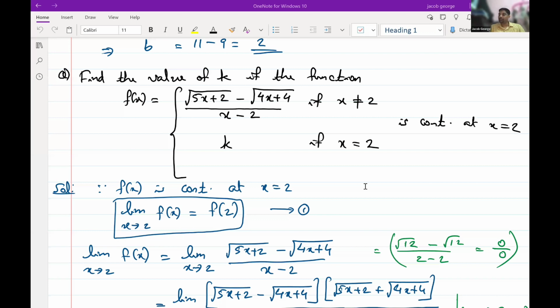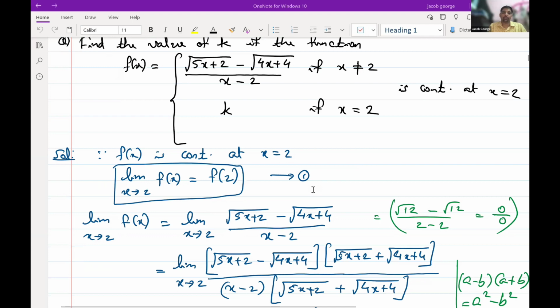And here we start the questions with different forms. Direct application doesn't work in this type of question. So please read this. Root of 5x plus 2 minus root of 4x plus 4, by x minus 2. X not equal to 2 means on the left and right, it is the same function. X is not equal to 2. So we have to use the first definition.